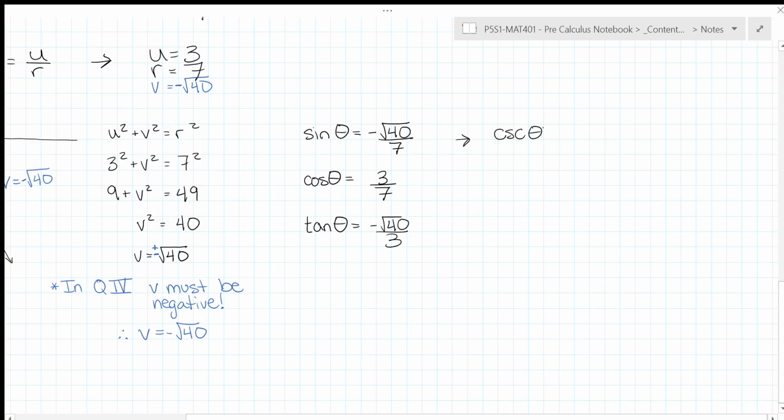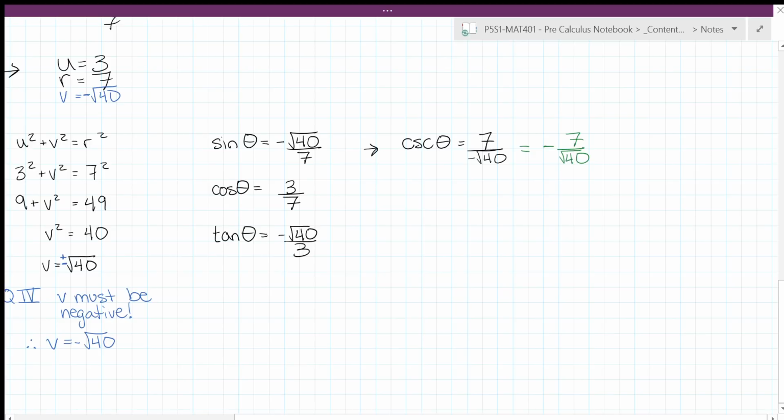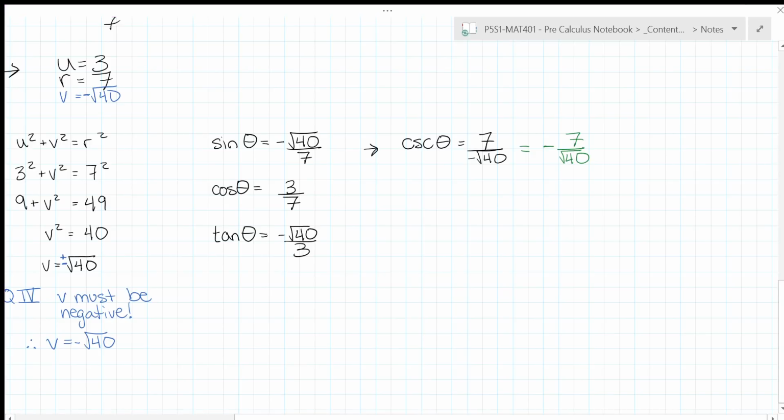Cosecant equals 7 divided by the negative square root of 40. You can bring that negative up to the top: negative 7 over root 40. Secant of theta is 7/3. The cotangent of theta is equal to 3 over negative root 40, which again is just equal to negative 3 over root 40.